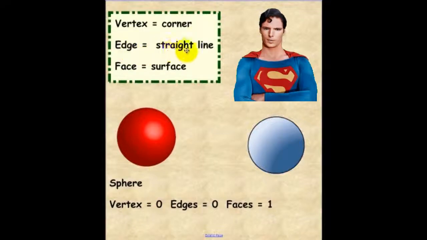Edge. Is there a straight line? No. So there aren't any edges. And last of all, there is a surface. And the answer is yes, there's one surface. So we have 0 vertices, 0 edges, and 1 face or surface. Hopefully that makes sense. That is a sphere. Okay, let's go on to the very next 3D object.